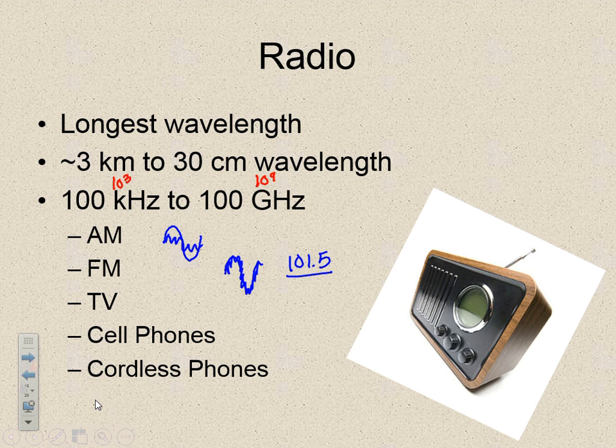Not the best visuals for you. Your TV is just a longer wave, and then cell phones can be either radio waves, sometimes they're the next one down, microwaves. Again, they're the longest of all of them. All your FM waves are around 3 meters in length.